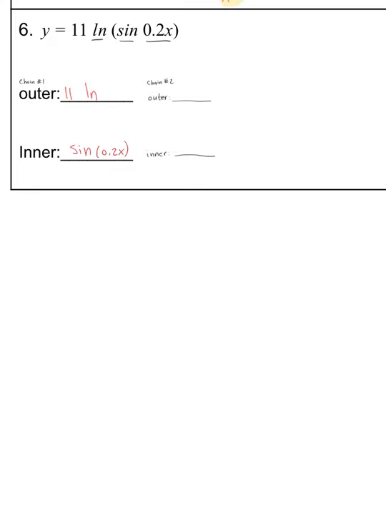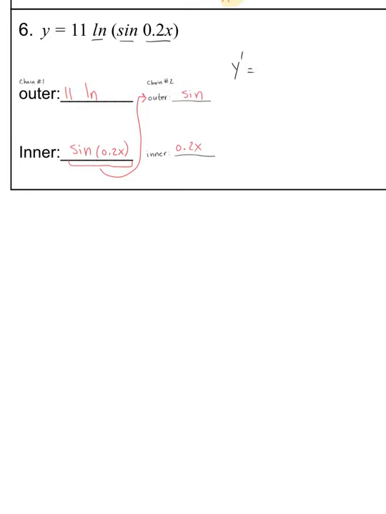Okay, I still have 2 functions here, so I know to go again. My outer function here is the sine. I'm taking the sine of 0.2x. And my inner function is the linear function, 0.2x. All right, so now we get busy.